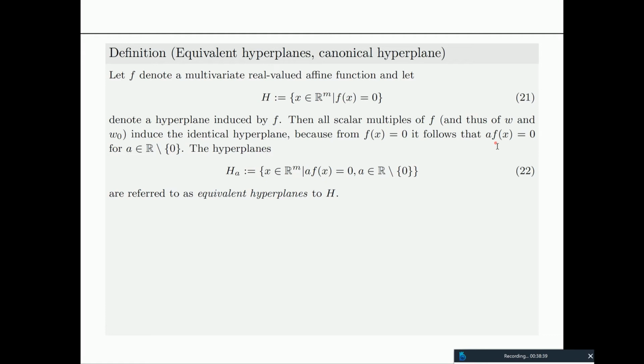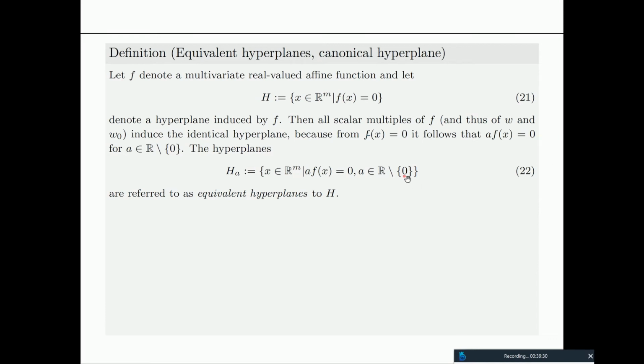The hyperplane is determined by the function f(x) taking on the value 0. Now, if you multiply both sides of this equation by a, then of course this still holds. And multiplying the function f means you multiply the weight and the bias parameter by a scalar multiple, and you also get 0. So that means that if you, for example, have a hyperplane and your weight parameters are 1 and 2, and your bias parameter is 3, then you get the same hyperplane if you use 2, 4, and 6 as weights and bias parameter.